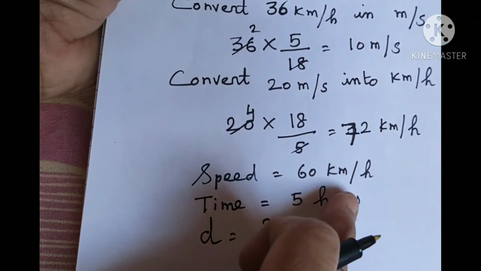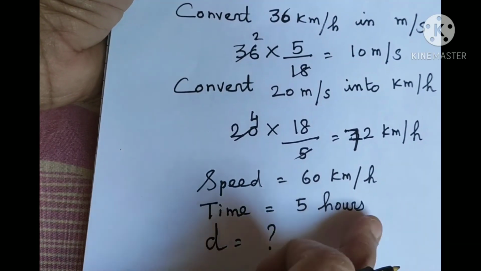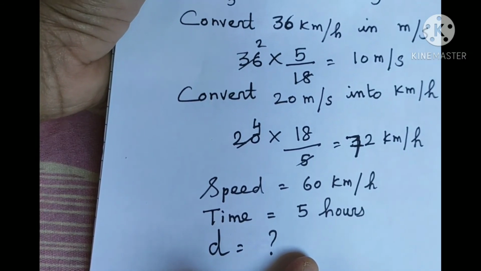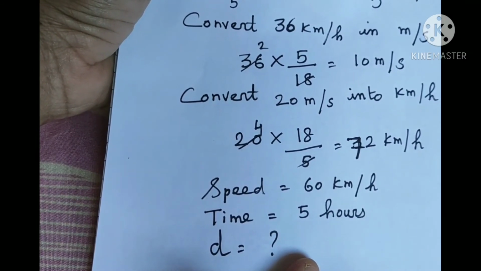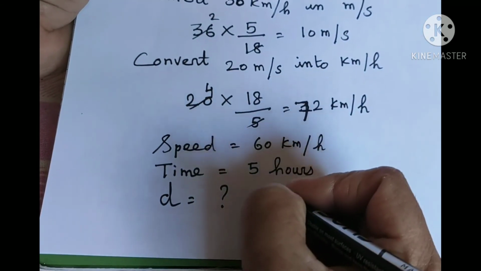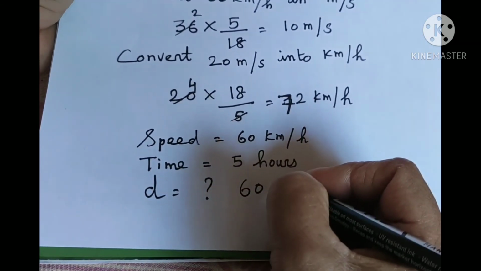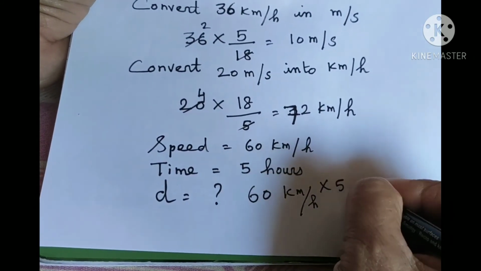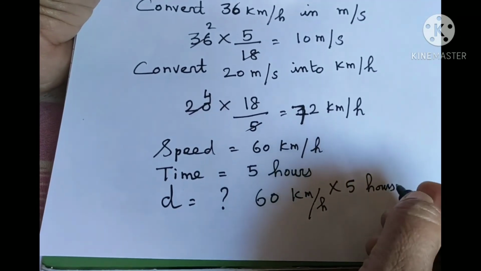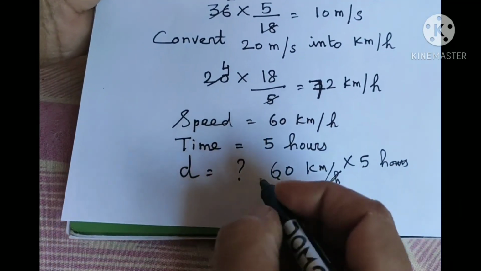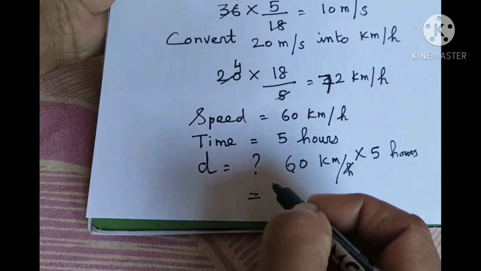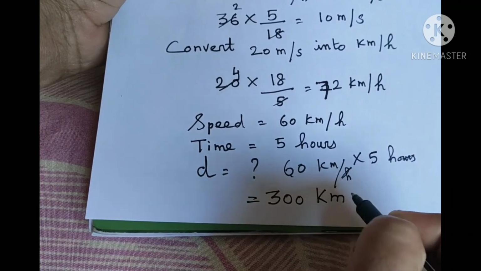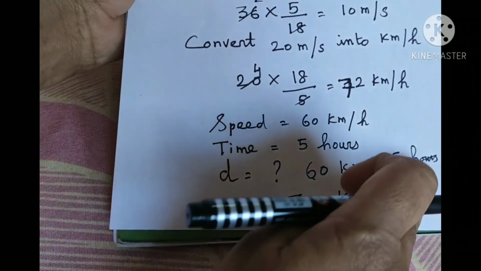Speed is equal to 60 kilometer per hour. Time is given as 5 hours. What is the distance? Very simple. What is the distance formula? Distance is equal to speed multiplied by time. That is speed 60 kilometer per hour into 5 hours. So hours will get cancelled. 60 multiplied by 5 is equal to 300. So 300 kilometer.